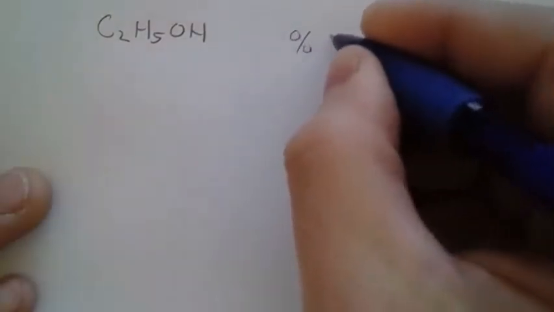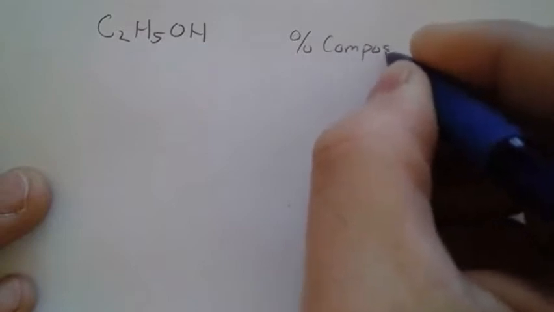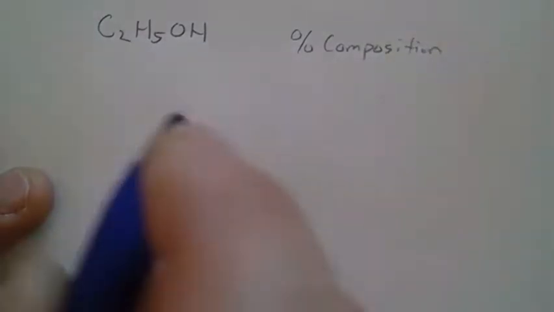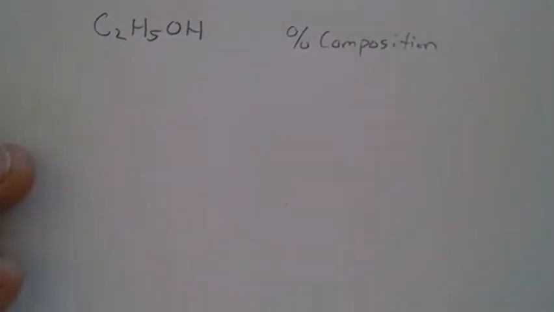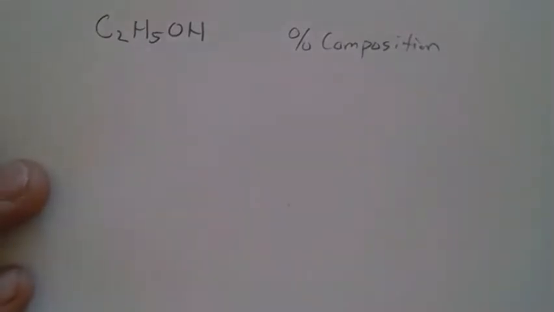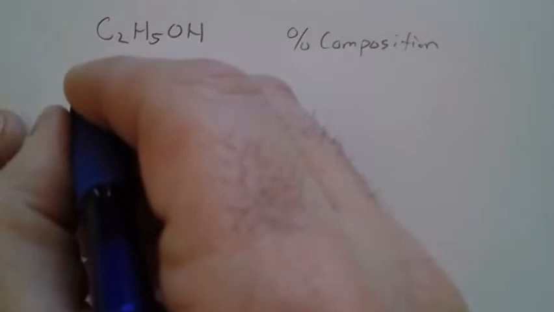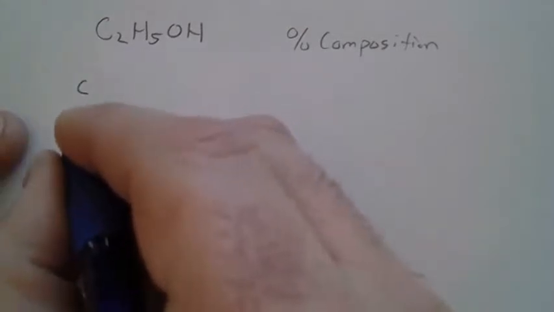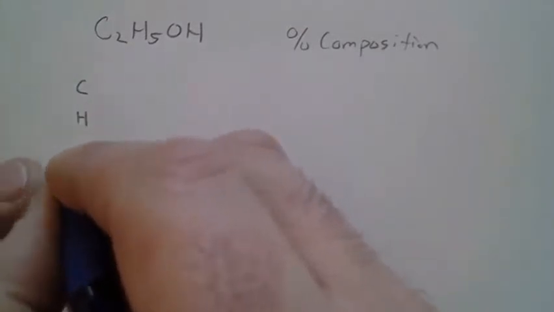Hi, this sample problem is to help you guys figure out how to find the percent composition of a compound. Now, the first step that you do is basically the same steps that you did when figuring out molar mass. You take the compound and you figure out its molar mass by listing out each element that is present.